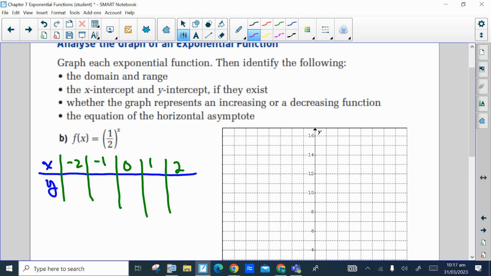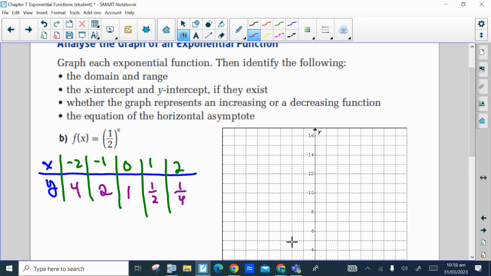When x is -2, 1/2 to the -2, well, again, you've got a negative exponent. We need to make it positive, and if we take the reciprocal of the base, the reciprocal of 1/2, which is 2 over 1, that changes the exponent sign to positive. So 2 over 1 squared is 4. When x is -1, it'll be 1/2 to the -1, which is 2 over 1 to the +1, that's 2. Anything to the power 0 is still 1. 1/2 to the 1 is 1/2. 1/2 all squared is 1/4.